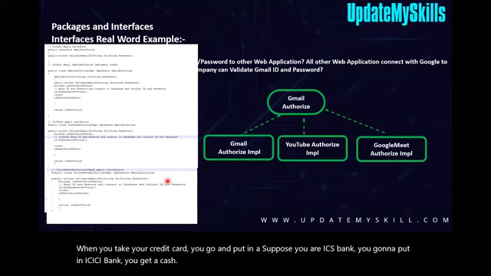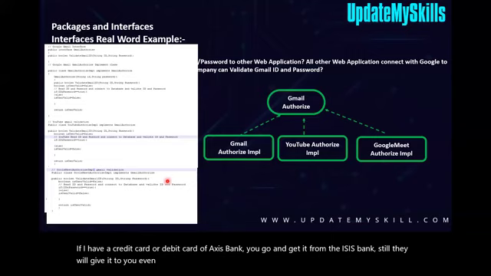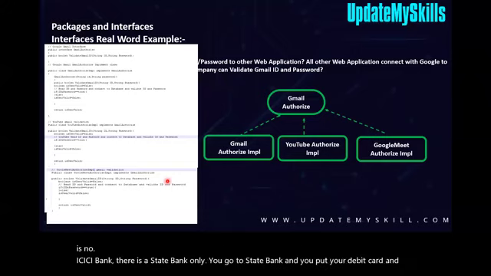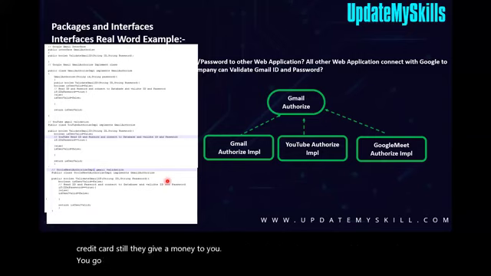If you have a credit card or debit card of Axis Bank, you can go and get money from ICICI Bank, and still they will give it to you. Even if you travel to a different city where there are no Axis Banks or ICICI Banks, there is a State Bank only. You go to State Bank and put in your debit card or credit card, and still they give money to you. You go to a merchandise store, you buy something, you swipe your credit card, and still they give products to you. How come?